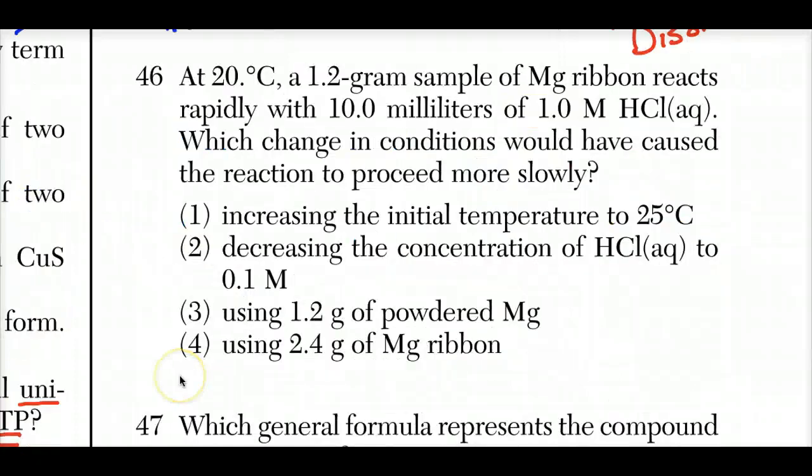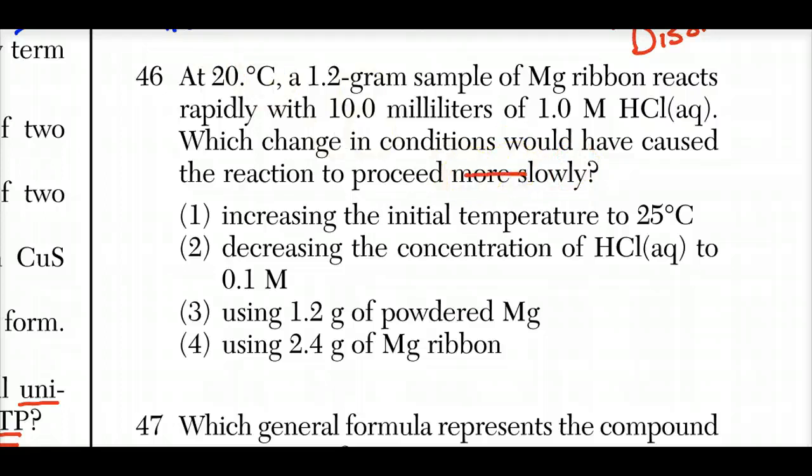46. At 20 degrees Celsius, a 1.2 gram sample of magnesium ribbon, that just means a thin piece of magnesium, and we had this in lab if you're with me, reacts rapidly with 10 milliliters of 1.0 molar HCl, makes hydrogen gas that we actually did in a eudiometer tube. We measured the molar volume. Remember that lab a while back? Maybe, maybe didn't. Doesn't matter. Which changing conditions would have caused a reaction to proceed more slowly?